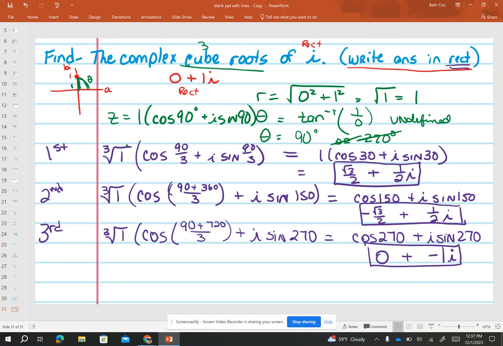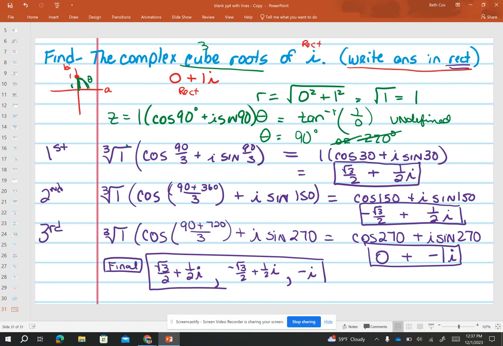That one, because of the 0, I don't need it. So my final answer might look more like this: the square root of 3 over 2 plus 1/2 i, negative square root of 3 over 2 plus 1/2 i, and negative i. Those would be all the complex roots of 0 plus 1i.